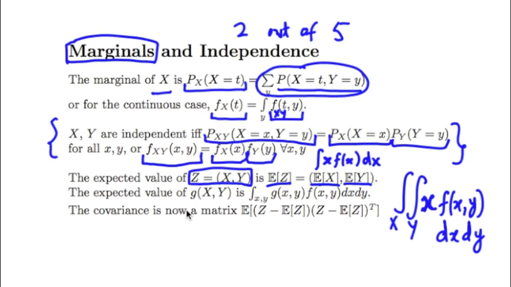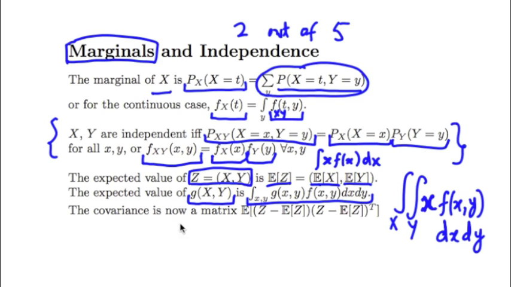Now, the expected value of some other function g of x comma y is, in the multivariate case, given by, very much similar to the univariate case, the integral over x and y, g of x y f of x y dx dy. So of course if g of x y is just x, then that's what we get here. If g of x y is just y, then that's what we get here. But in general, g of x y could be some other function of x and y, in which case the expected value of g of x y is given by this quantity.